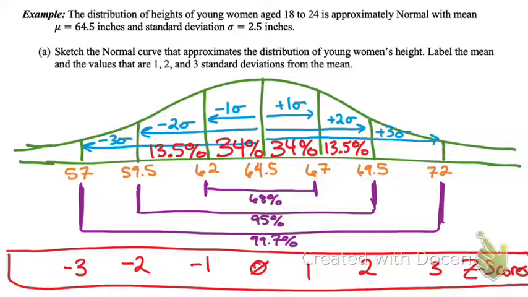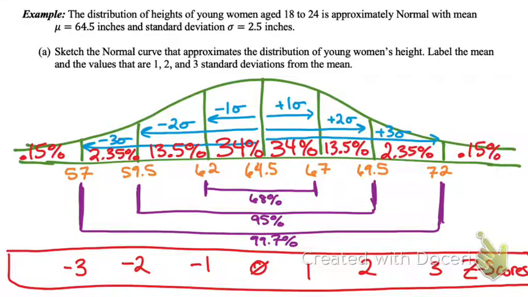99.7. Take out the 95 here and divide by 2. 2.35%. Ladies and gentlemen, what percent of young women are going to be less than 57 inches tall? You can now answer, Dan. 0.15%. You guys, is that going to happen very often? What percent are taller than 72?